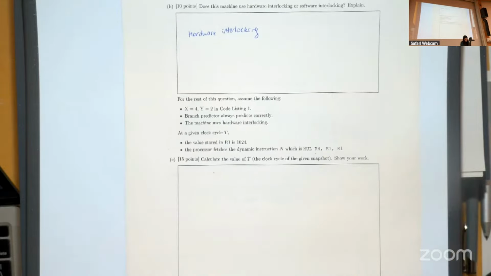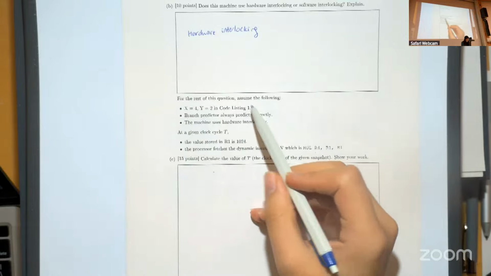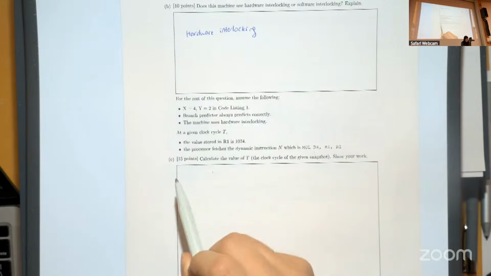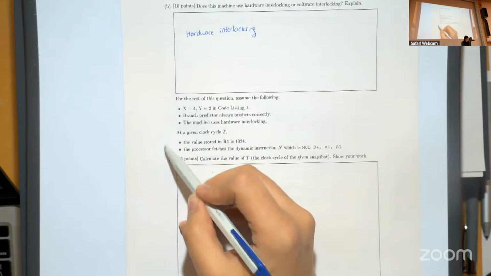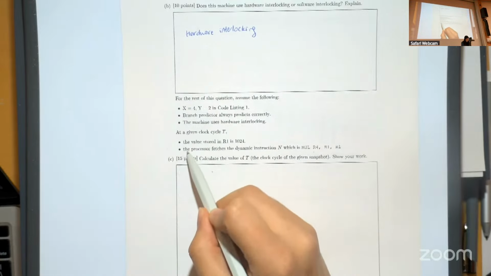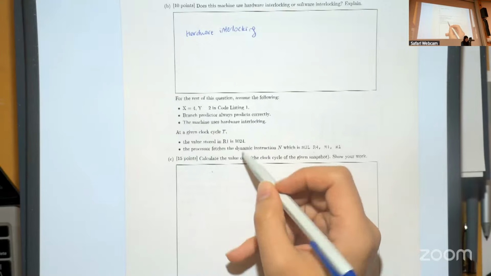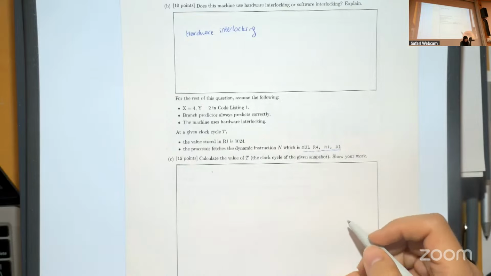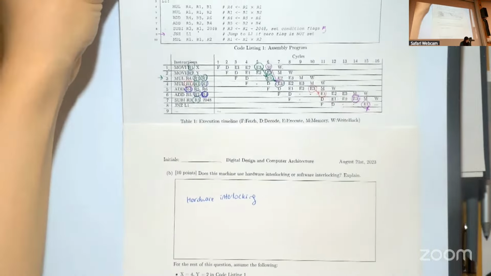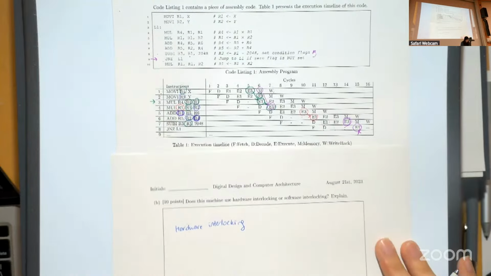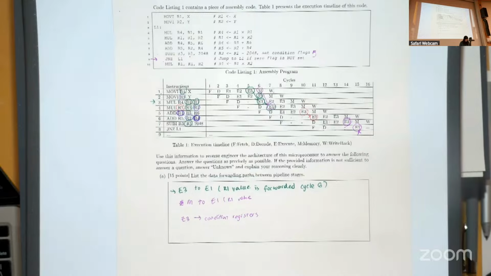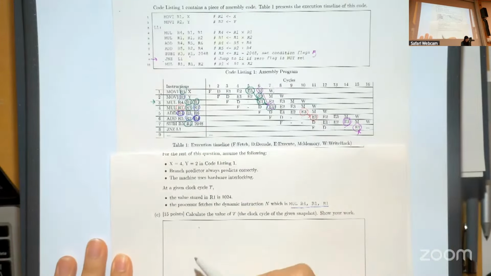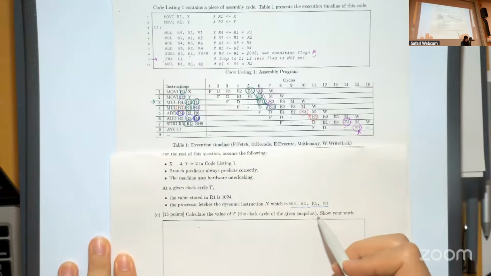Okay, so next, in this part, we are doing a little bit more reverse engineering again. For the rest of this question, assume the following: X is 4, Y is 2 in code listing 1, and the branch predictor always predicts correctly. The machine uses hardware interlocking, and now this part of the question will give you a state based on this. At a given clock cycle t, the value stored in R1 is 1024, and the processor fetches the dynamic instruction n, which is multiply R4, R1, R1. I'll just show you the code and the timeline as well for this. Calculate the value of t, the clock cycle of the given snapshot, and show your work.